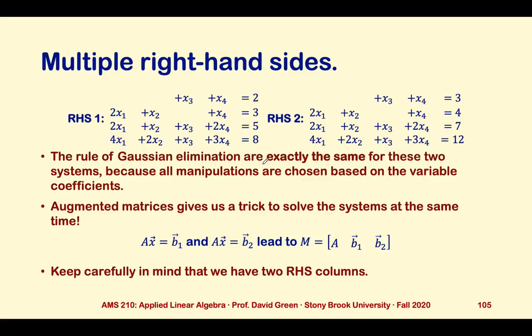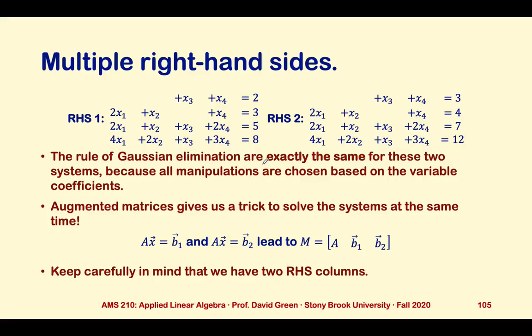We manipulate the last column, the right-hand side column, but that last column never dictates the rules, never dictates what manipulation we are going to do. What that means is if we had two systems with different right-hand sides, the manipulations we do applying Gaussian elimination should be exactly the same for those two. The numbers would just be different on the end.